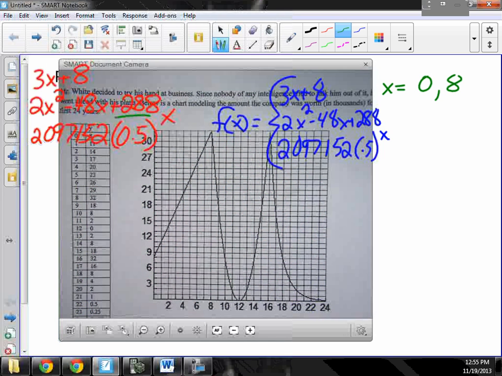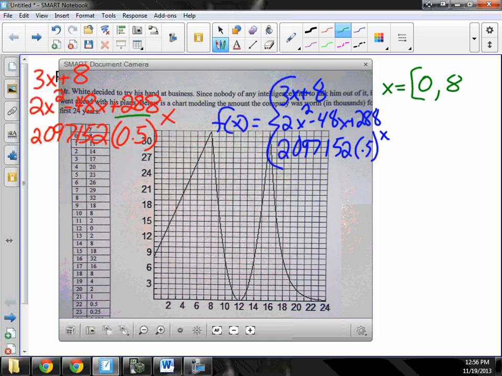Is 0 part of the function? Yes. So we use bracket. Is 8 part of the function? Well, that's kind of a tough question. Does 8 belong to the linear or does it belong to the quadratic? Both, really, but mathematically we have to pick. You can't double define your x value. That's against the rules. So we have to decide, is 8 part of the linear or part of the quadratic? And in this case, it doesn't matter because it's the same number.